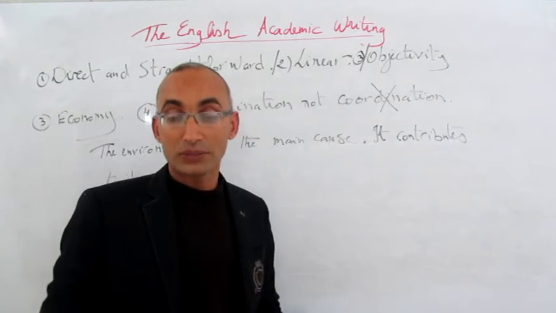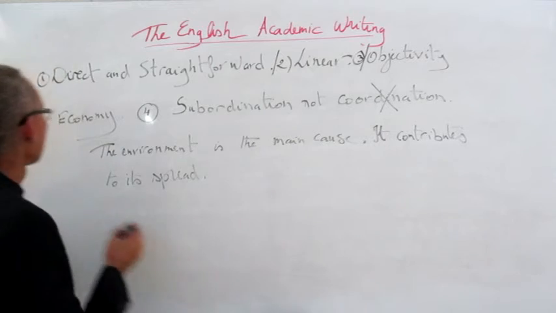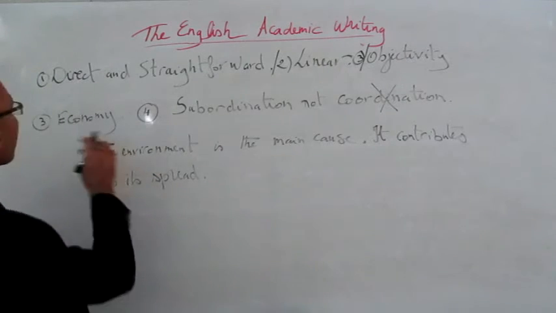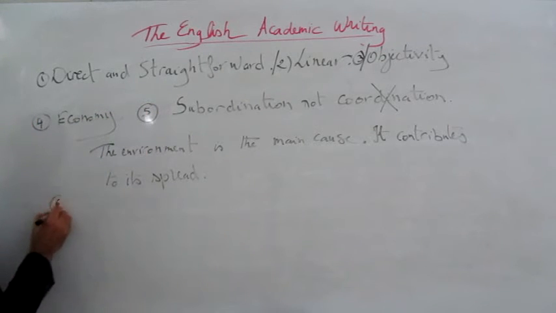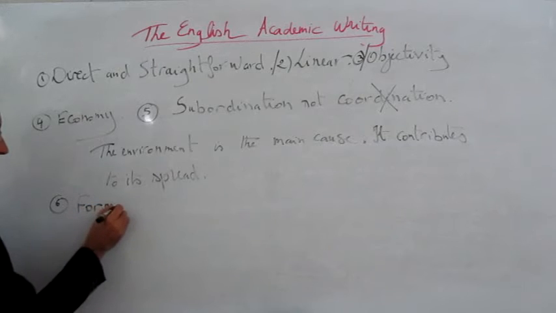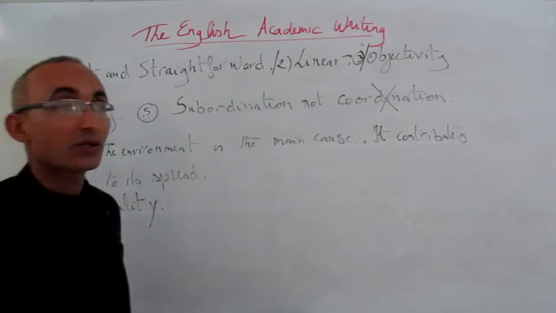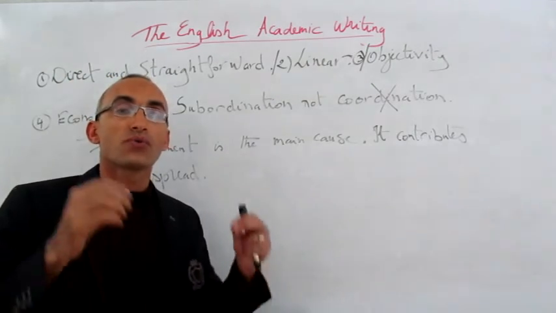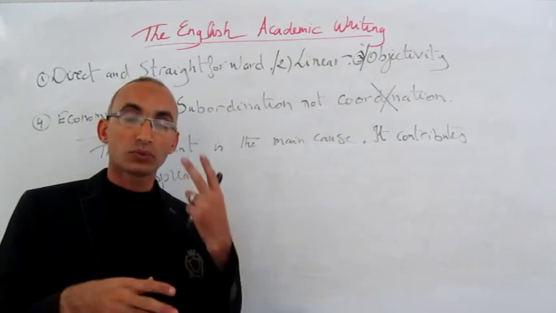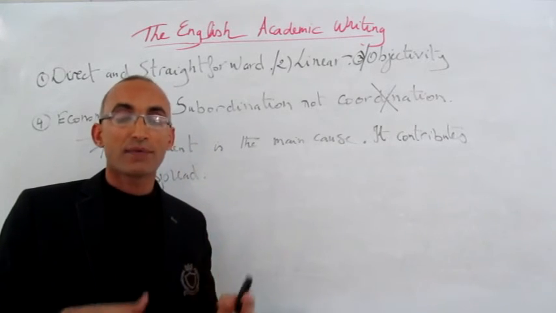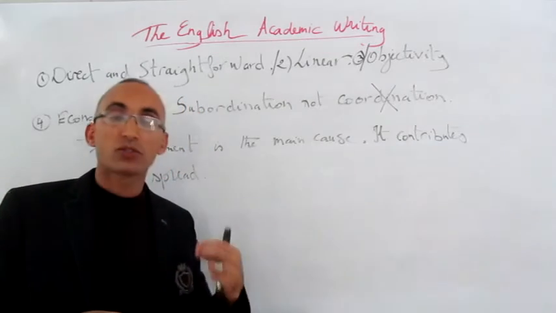Also, another important feature of the English writing style is formality. It means when we write academically, we must use formal English, the official formal English, because we have two styles in English: the formal and the informal. Both are correct, but in academic writing, we have to be formal.